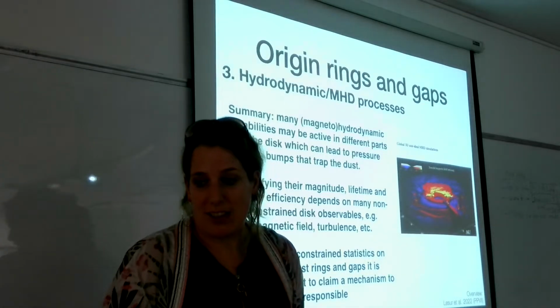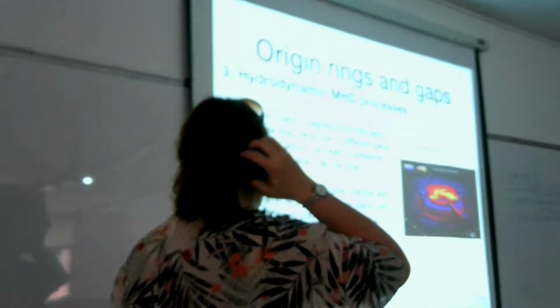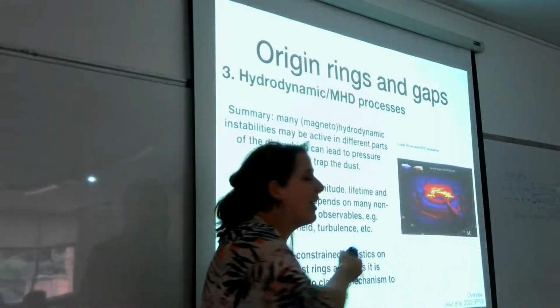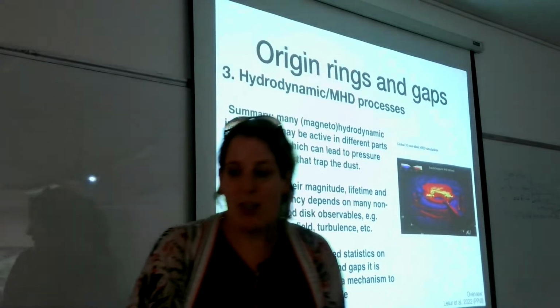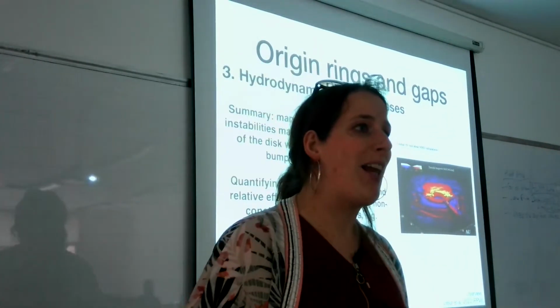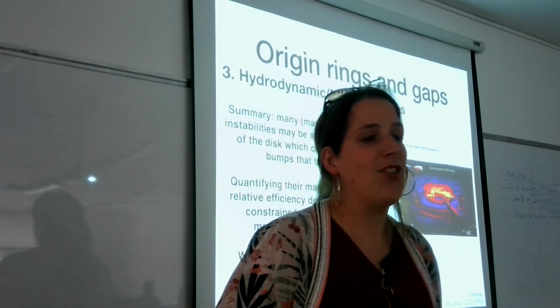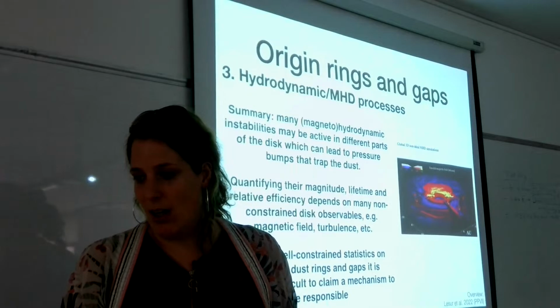Without well-understood statistics on these properties and also statistics on dust rings, it's kind of hard to claim that a certain mechanism is responsible. It's a way out if we really can rule out the planets in some of these disks. There are still other ways to create pressure bumps. Okay.